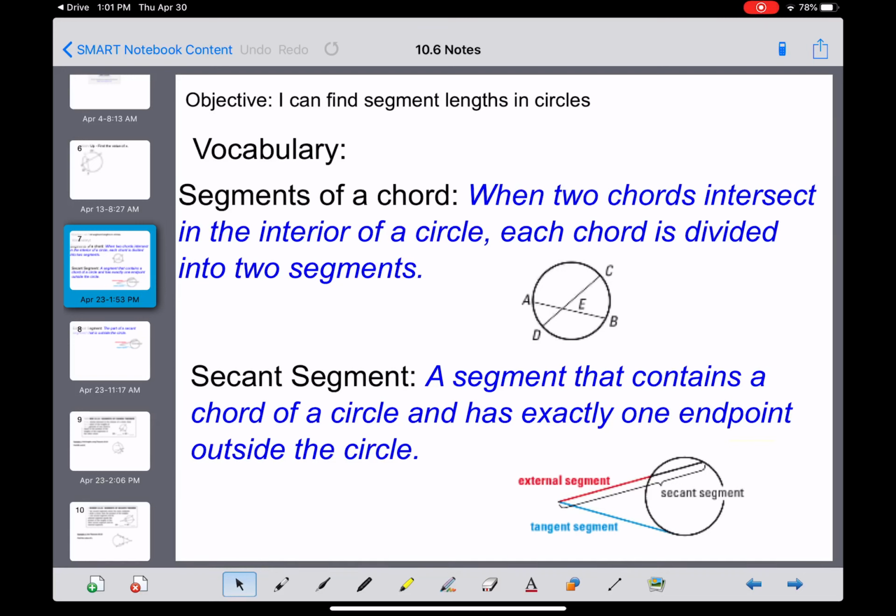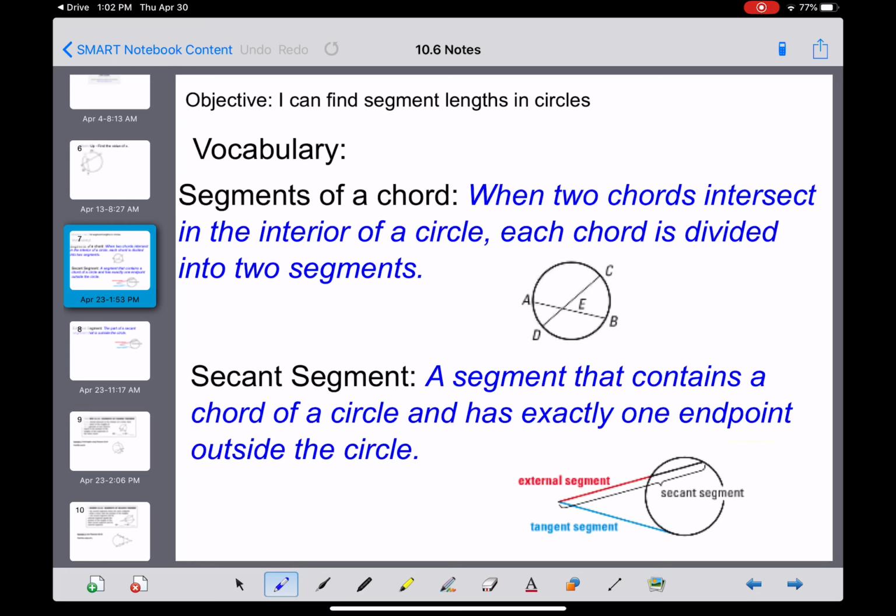All right, so today we're going to do 10.6, which is finding segment lengths in circles. We're going to transition from arcs and angles to lengths. So we're not looking at the measure of an arc or an angle right now. We're looking at segment lengths.